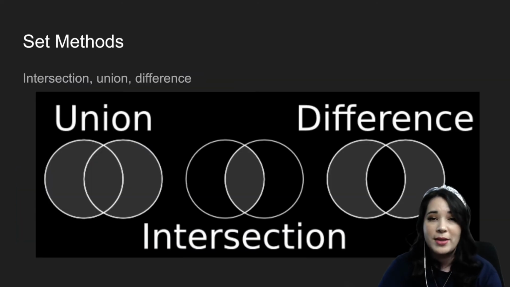The next group of methods that we want to talk about is specific to sets. If you have sets of unique objects, we can do things like look at the intersection, the union, and the difference of 2 different sets. And we can do that using set methods.